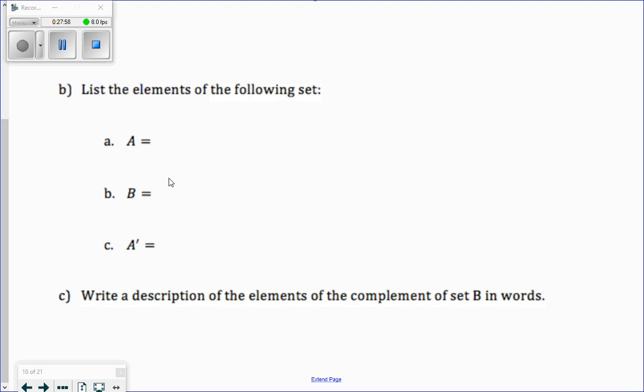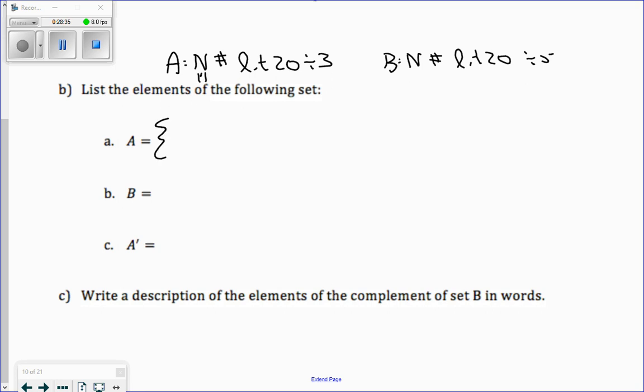I'm missing something. Okay, so it says A is natural numbers less than 20 divisible by 3. And B is natural numbers less than 20 divisible by 5. Okay, so you're starting with words. So let's just list out the elements, and all you're doing is listing out the numbers that match that condition. Okay, so natural numbers means 1 and up, not 0.